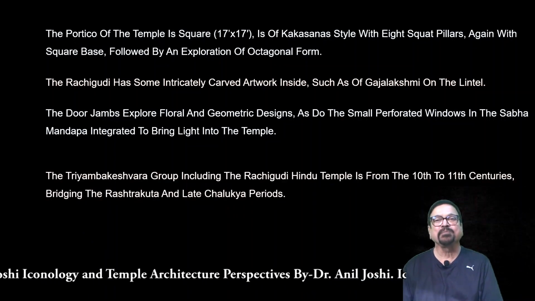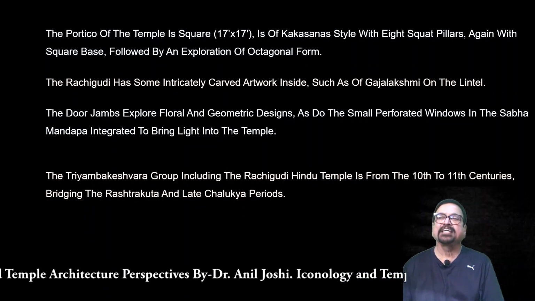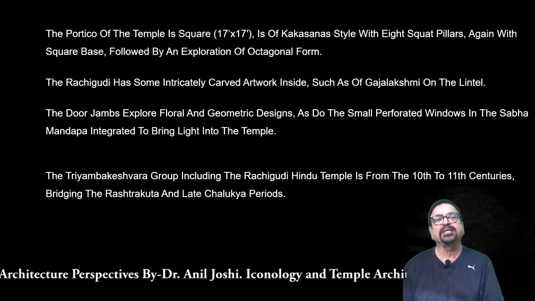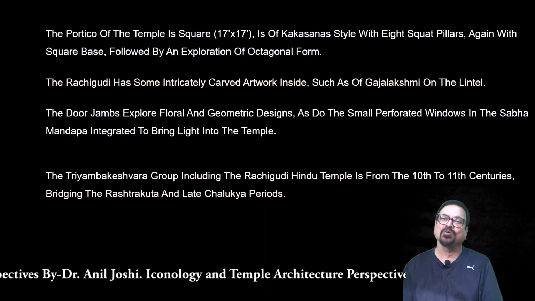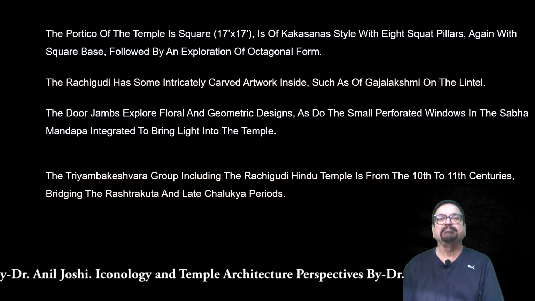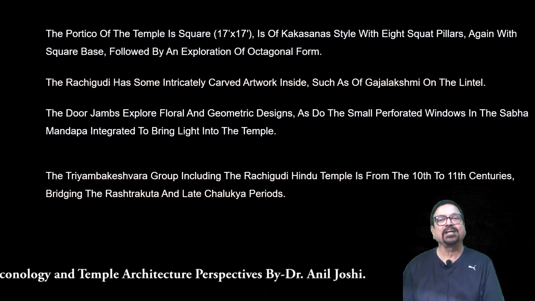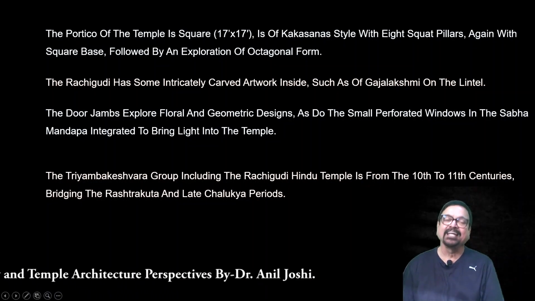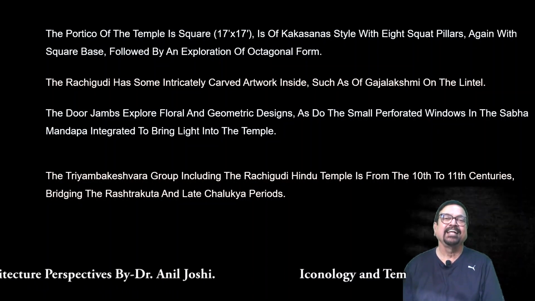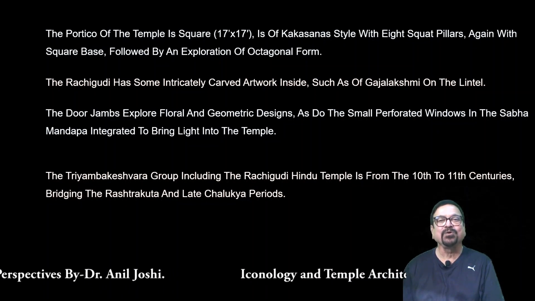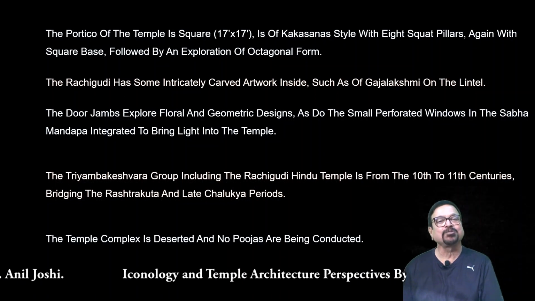The Trimbakeshwara group indicates a Rachigudi Hindu temple in the form of 10th and 11th century structures or styles, which are well adapted, a combination of north and south, bridging the Rashtrakuta and the Chalukya periods. Chalukyas were earlier, Rashtrakutas were later. Rashtrakutas developed a lot of temples on the Deccan. We are going to see them in a different video, the artwork of Rashtrakutas, particularly when we see temples of Maharashtra.